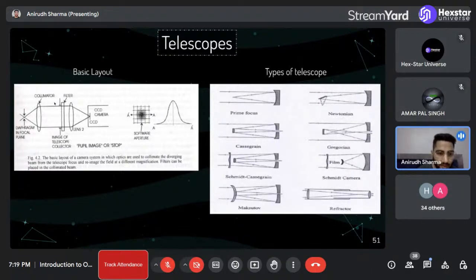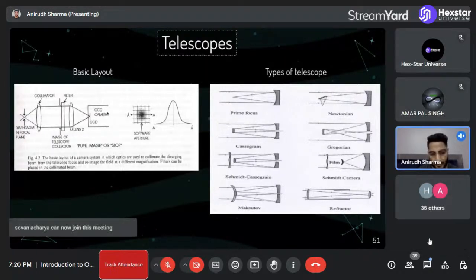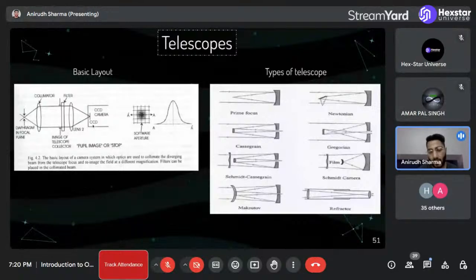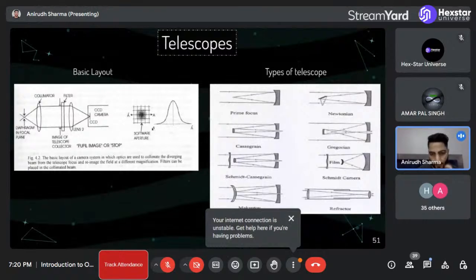So the basic layout for a telescope would be that there would be an area where you get your light rays from. Then there would be a filter, and after that filter there would be a lens getting the light rays towards a CCD camera. You don't need to understand the CCD now, but let's say you have a camera that captures the photo, so that second lens would be focusing that image on the camera, and you would observe that image.